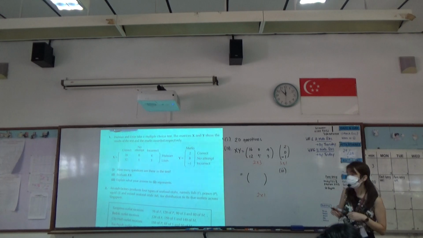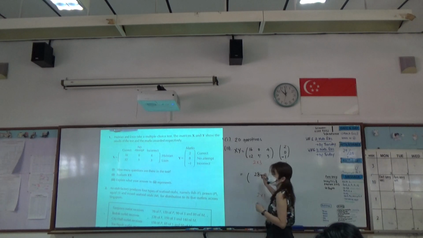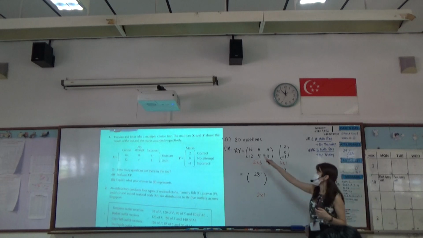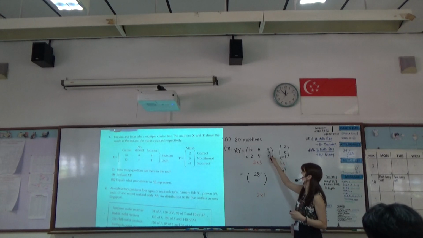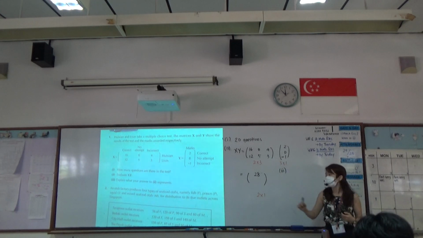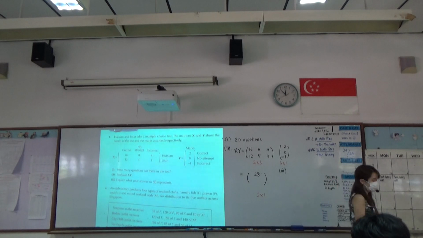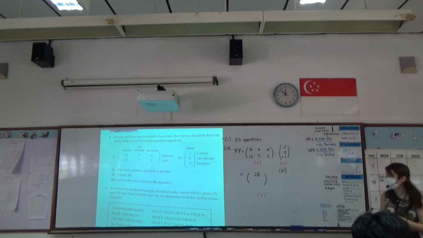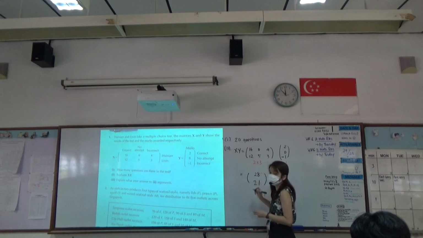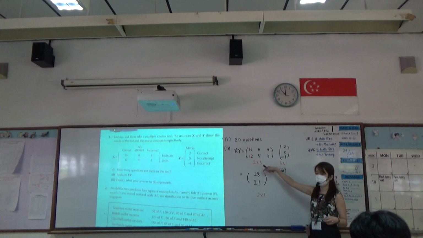Sorry, 28. Do we all get 28? It should be 16 times 2 plus 0 times 0 plus 4 times negative 1. And then the very last entry, Charmaine, what do we have? 21. So this should be the matrix, 2 rows by 1 column.